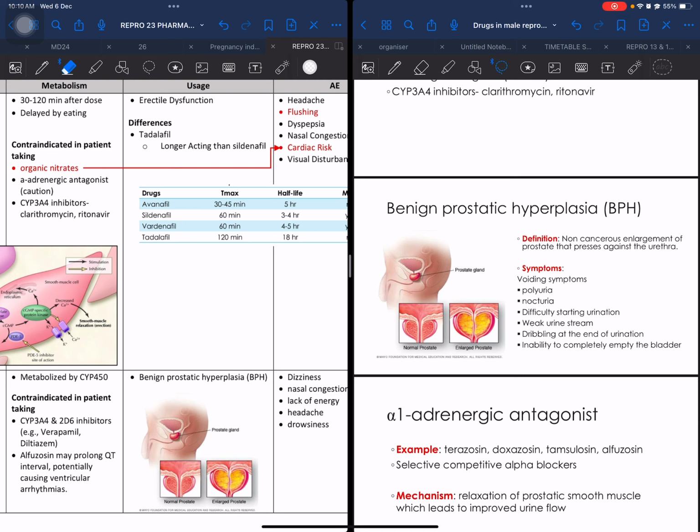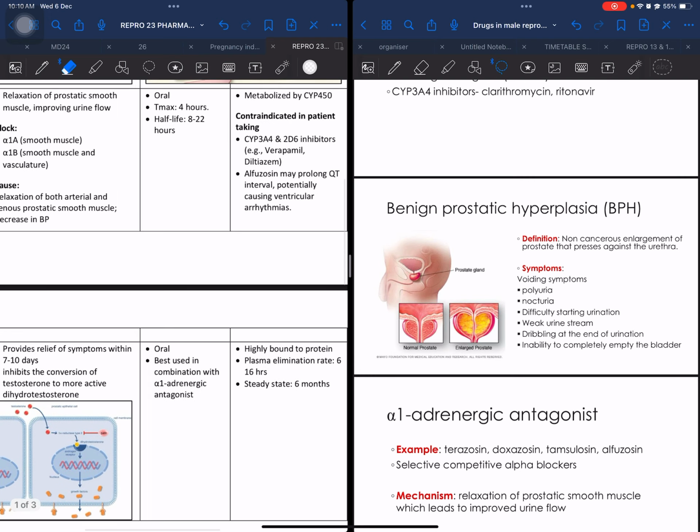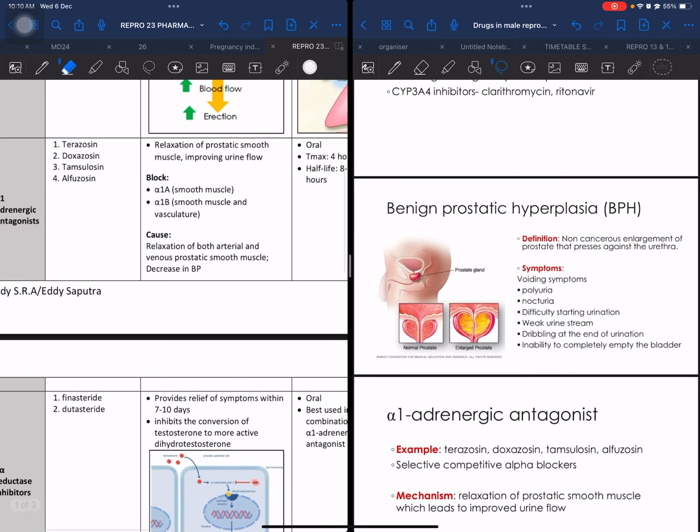Okay? So for alpha-1 adrenergic antagonists, it's important for you to know which group of drugs actually acts on alpha-1A, which is on smooth muscle, and alpha-1B, which is on smooth muscle and vessels. Why? Because BPH is common among the elderly, and the elderly usually have hypertension. So when they take an antihypertensive drug and you prescribe an alpha-1 adrenergic antagonist, if you prescribe doxazosin, it acts both on smooth muscle and blood vessels, and you will observe a decrease in BP.